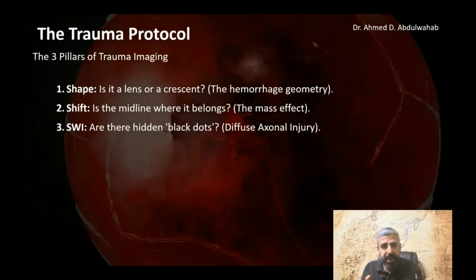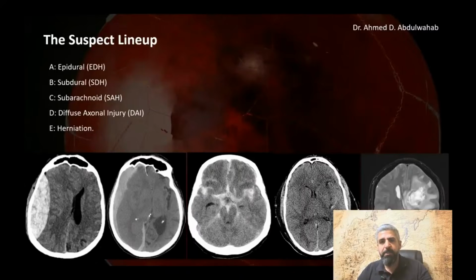Again, look for the shape. Is it a lens? Is it a crescent? Or the geometry of the hemorrhage? Look for midline shift. Is the midline where it belongs? Is there any mass effect? And look for SWI or susceptibility weighted imaging in MRI to look for any hidden black dots which might indicate diffuse axonal injury.